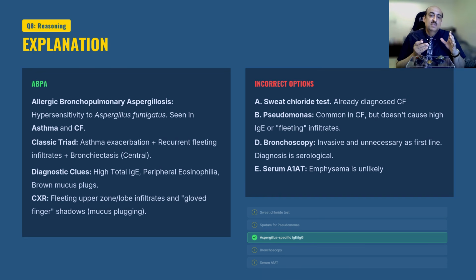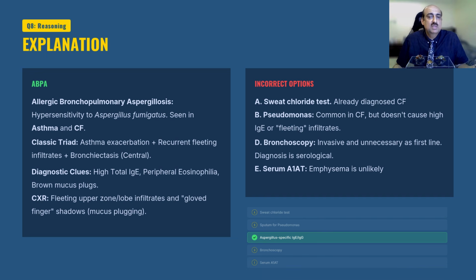So remember, cystic fibrosis or bronchiectasis is usually a spectrum. So if there is a dilatation of the bronchioles proximal to the terminal bronchiole, that is bronchiectasis. So bronchiectasis, ectasia, dilatation. And distal to the terminal bronchiole is emphysema. So in this situation, we're not considering emphysema as a diagnosis. Now, Pseudomonas, yes, you might require sputum cultures because of the heavy risk of colonization, but it doesn't cause high IgE or fleeting infiltrates. Bronchoscopy may be considered down the line, but not as first line.